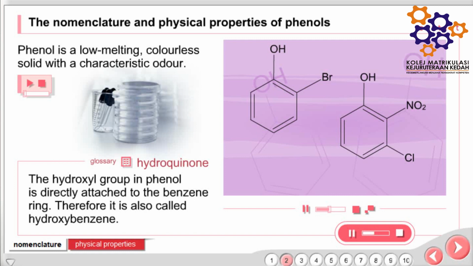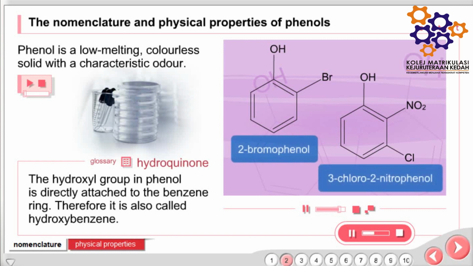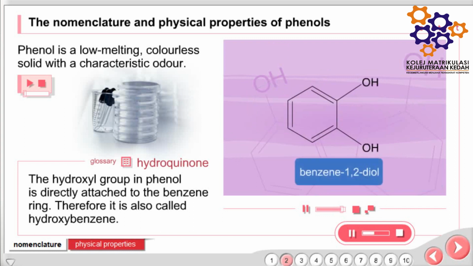Phenols substituted at the phenyl ring are named by indicating the name and the location of the substituent. Numbering of the ring begins at the carbon bearing the hydroxyl group and proceeds in the direction that gives the lower number to the next substituted carbon. 2-bromophenol and 3-chloro-2-nitrophenol are examples of substituted phenols. Phenols containing 2 hydroxyl groups are named benzene diols, for example, benzene-1,2-diol.